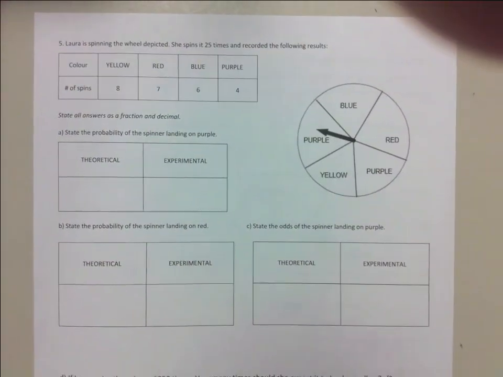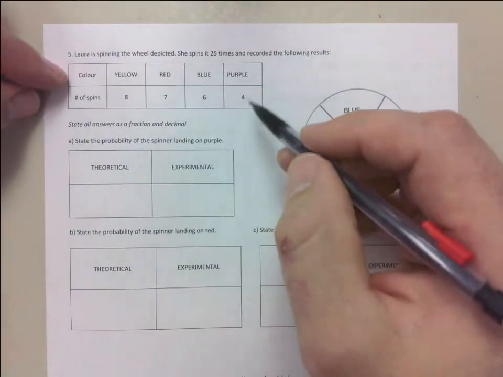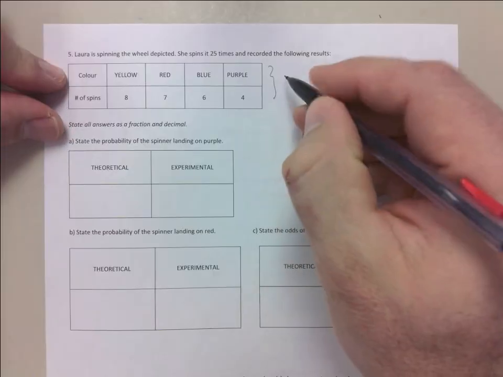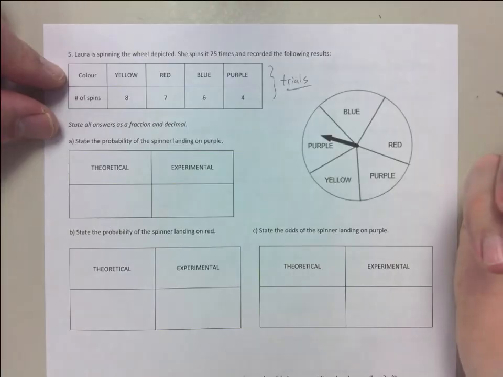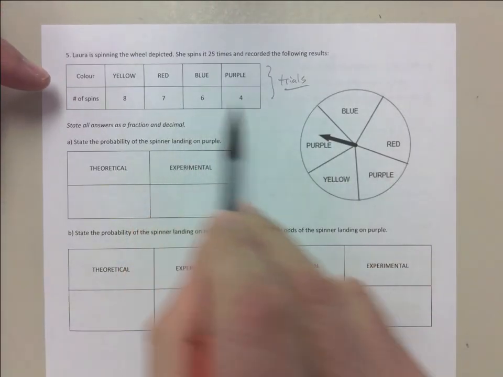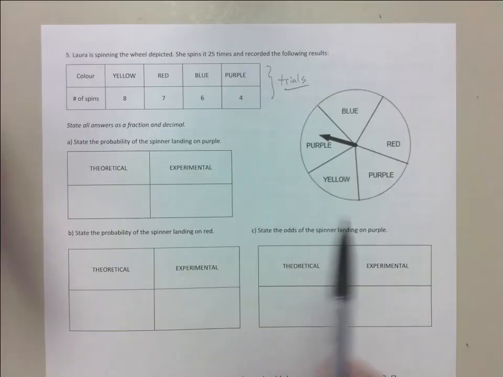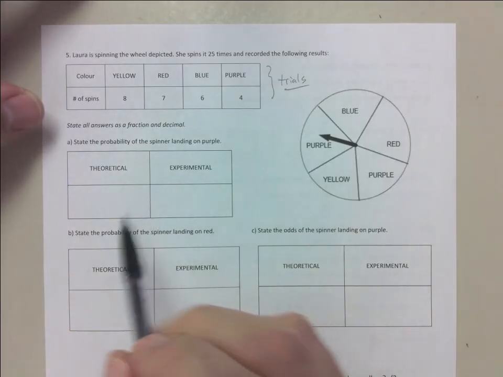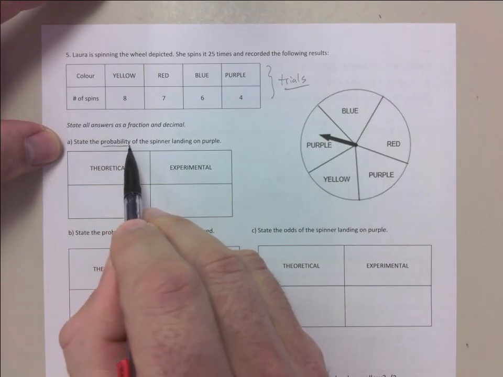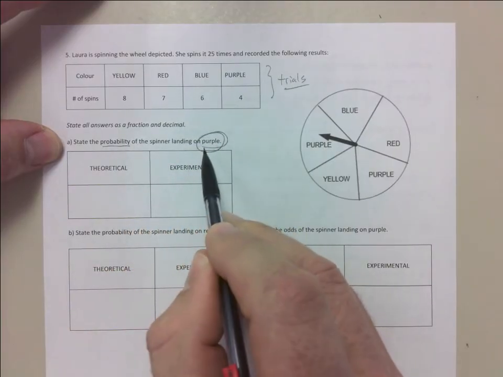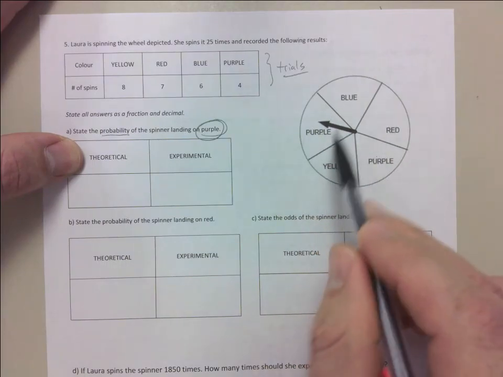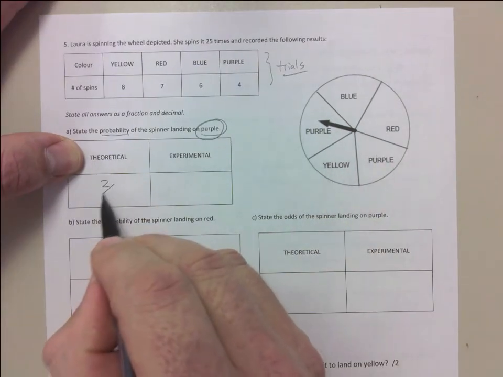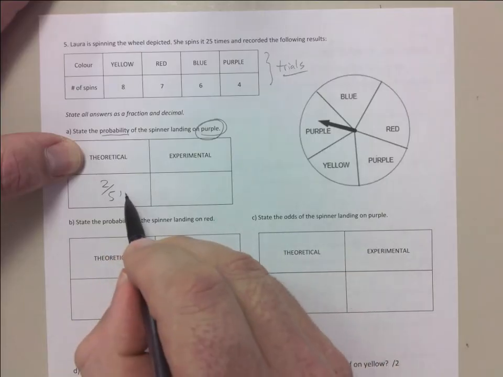You've got your spinner, you've got actual outcomes, right? These are trials. So you know where this is going. Actual experiments, spinner, theoretical, experimental. That's basically what this is. So the probability of the spinner landing on purple. Theoretically speaking, there are 2 out of 5 options there, which is 0.4.